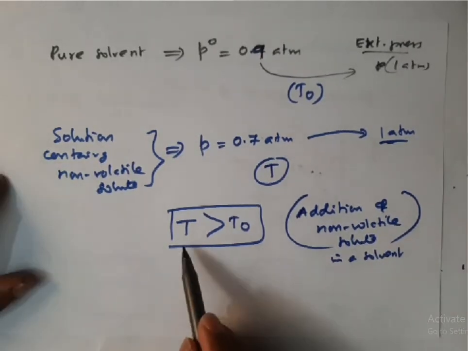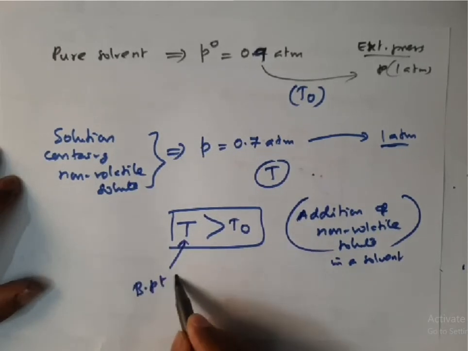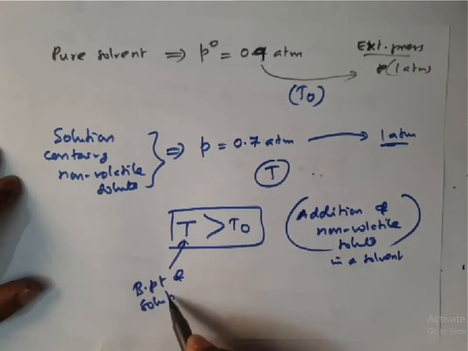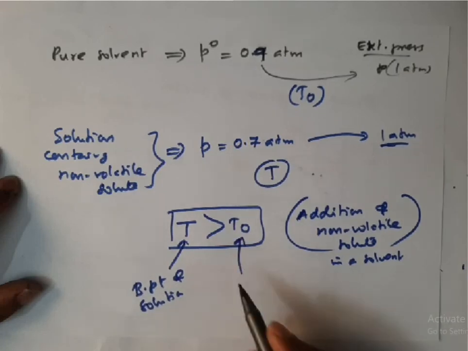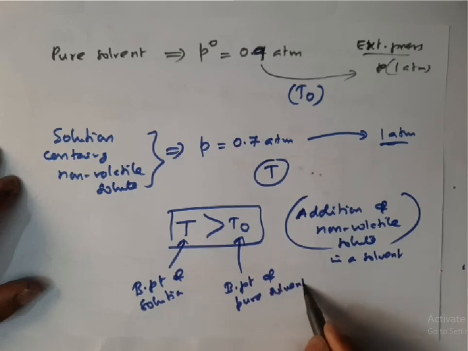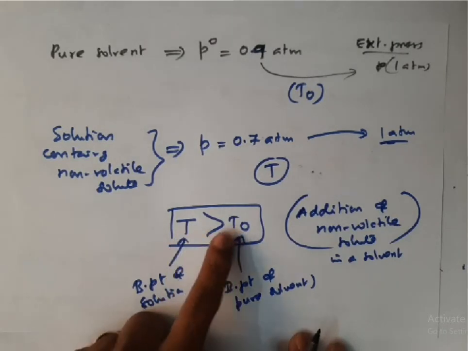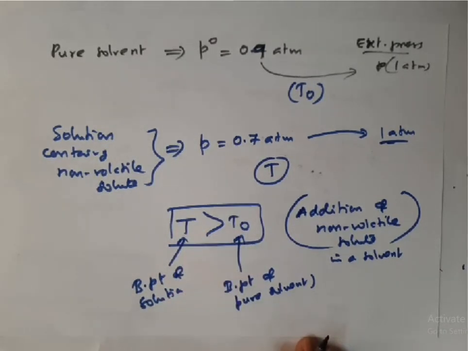What will happen? This is the boiling point of solution, and this is the boiling point of pure solvent. The boiling point of solution is greater than the boiling point of pure solvent. Take down. Is this clear, student? Any doubt in this? No, sir.